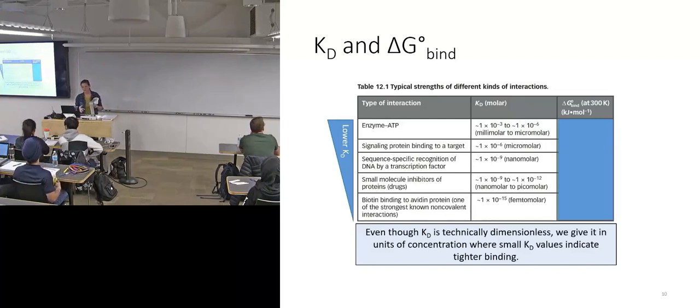And then down at the bottom here, we have biotin binding to avidin protein. These are both derived from eggs, one's from the yolk and one's from the white, and I've now forgotten which is which for some reason. But they have this femtomolar affinity. It's one of the strongest known non-covalent interactions that exist.